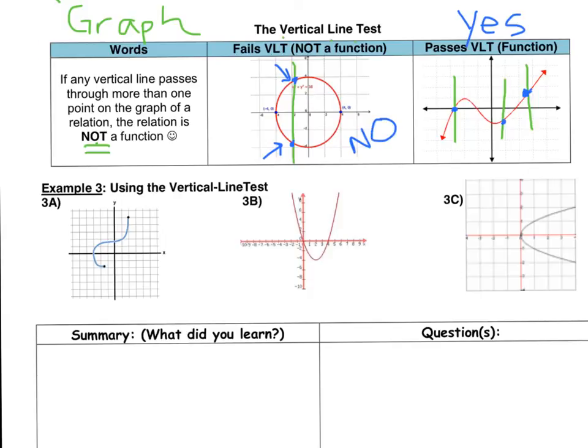So I will do 3A. I could draw a vertical line right here. If I drew one right there, we'd say, oh, it only passes one time. Great. But what if I drew the line over here? Look what happens now. Oh, it crosses it right there, and it crosses it right there. Since it crossed it twice, the answer here is no, that is not a function. All right, you can handle 3B and 3C, and we will see you in class to talk about the rest.